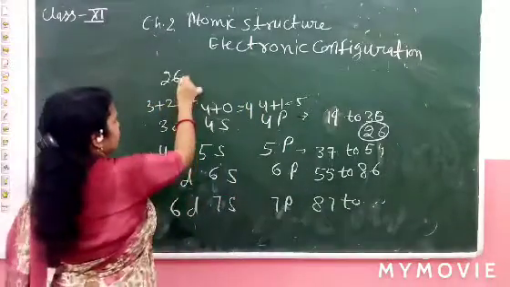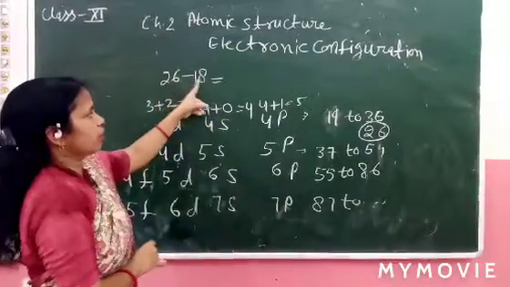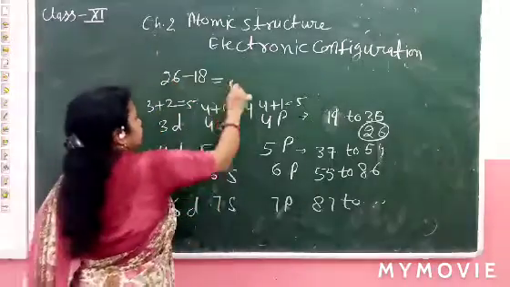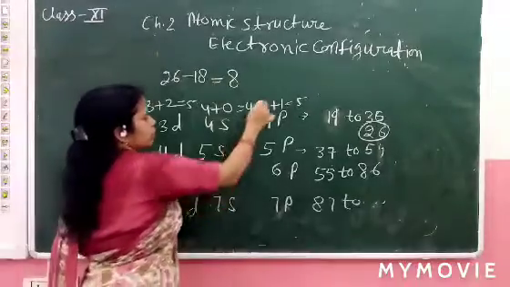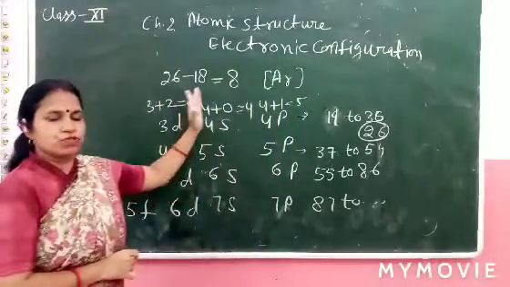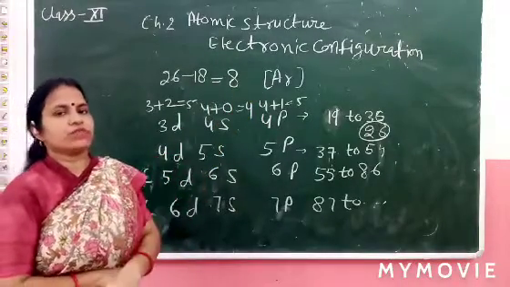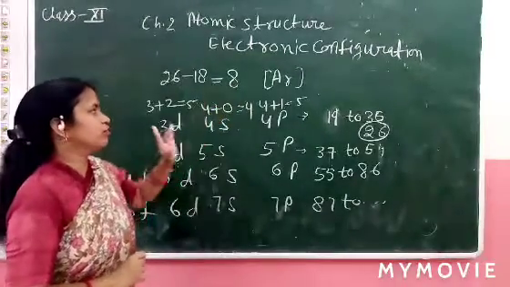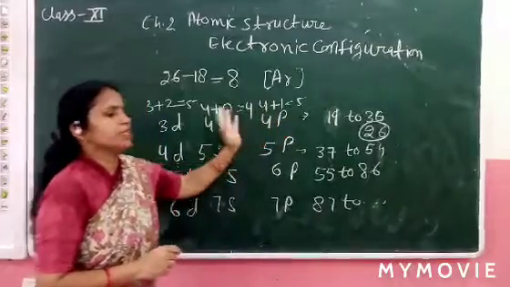How many electrons are left here? 26 minus 18, 8 electrons we have to fill. So how to write? Argon: 1s2, 2s2, 2p6, 3s2, 3p6. So 18 electrons we already filled, and we have only 8 electrons left. So we want to fill 8 electrons, and how to fill? By using the n plus l rule.